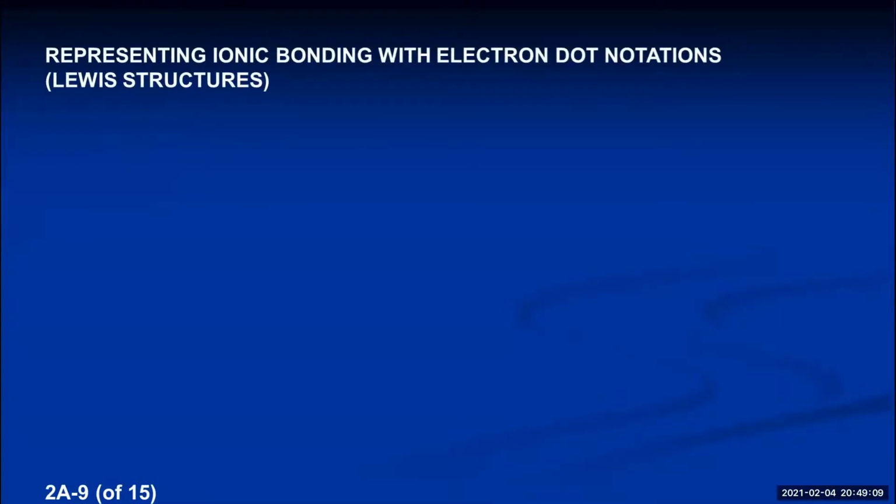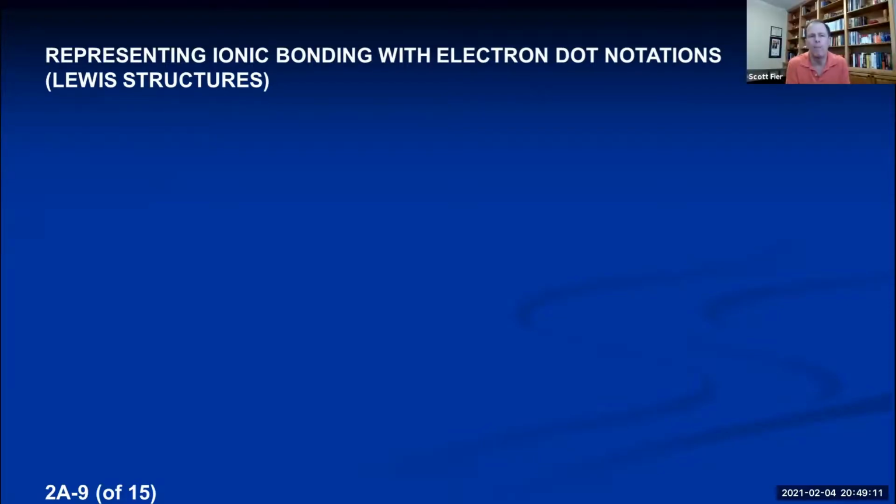No problem. So you're going to want to be able to represent ionic bonding by using electron dot notations. And there's a fancy name for this. It's called Lewis structures, which we'll discuss just before the period ends.